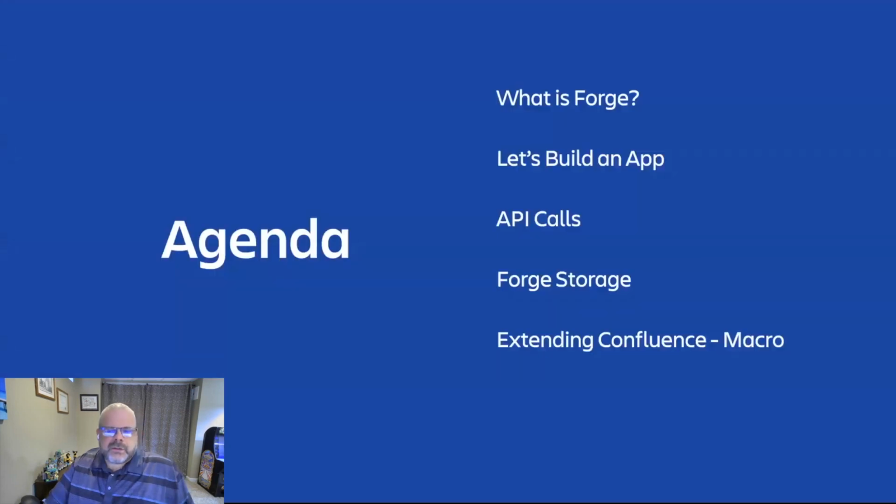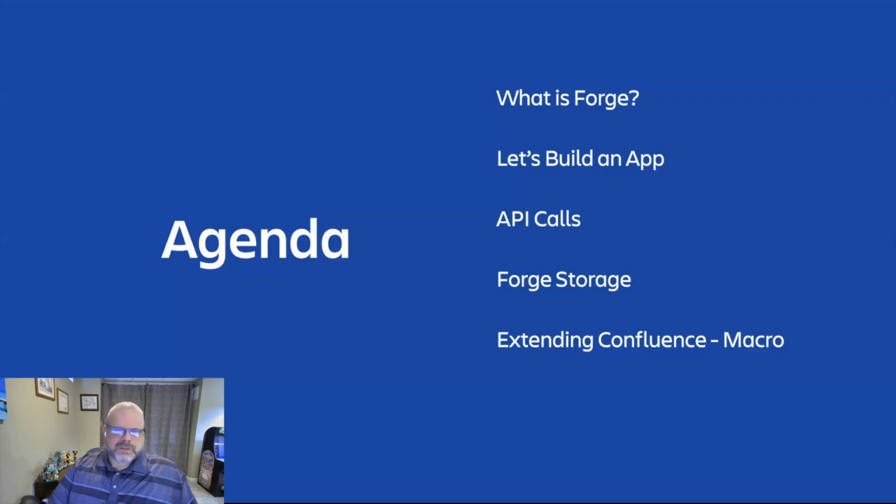All right, let's take a look at the agenda. We're going to break this out into 5 different sections. First is, what is Forge? I'm just going to take a quick peek at what Forge is, and take a look at the history. Now we're going to start building an app and getting that set up. Then we're going to break it out into 3 different ways of building that app. One, how do we make API calls? How do we use Forge storage in our app? And then how do we extend Confluence? In our instance, we're going to use the macro component.